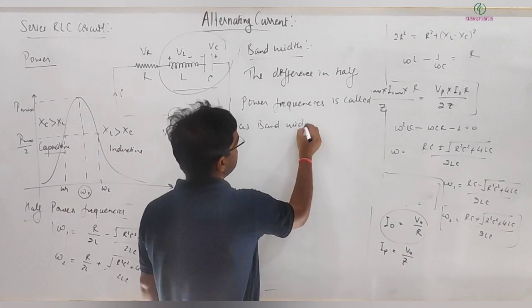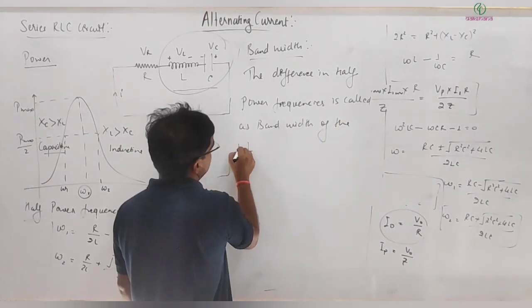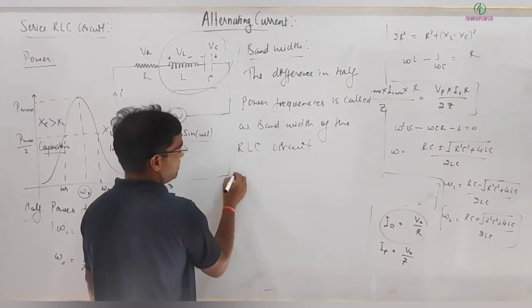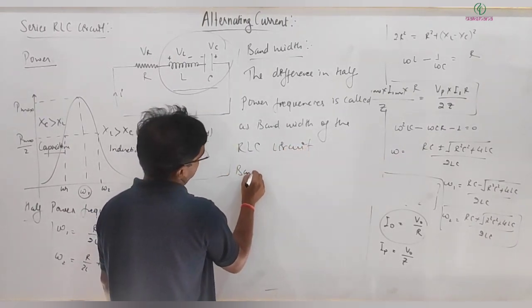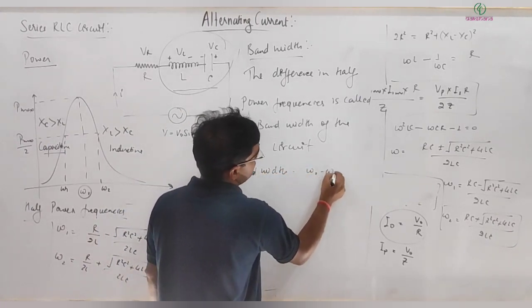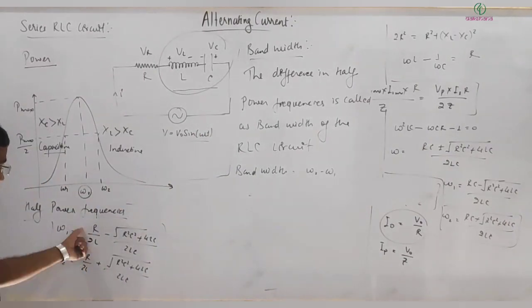So the bandwidth of the RLC circuit. What is the bandwidth? Here I can write bandwidth, this is omega 2 minus omega 1, and that comes out to be, if I simply subtract this minus this, the terms will be cancelled out, and R by 2L plus R by 2L.